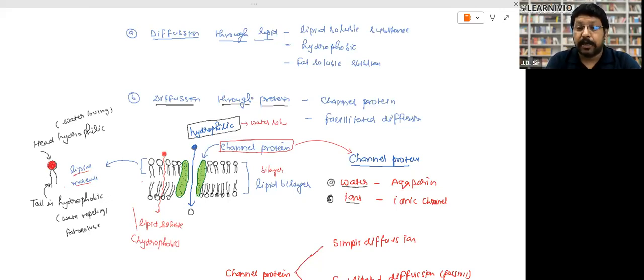Now come to the nuclear membrane. Nuclear membrane is selectively permeable. Only those substances or compounds which are required will go inside the nucleus, and those which are not required cannot go inside, right? So that is the difference between permeable, semi-permeable, and selectively permeable. So always remember, cell wall is permeable, plasma membrane is semi-permeable, and nuclear membrane is selectively permeable, right? So before starting diffusion through the lipid and protein, let's talk about the plasma membrane.